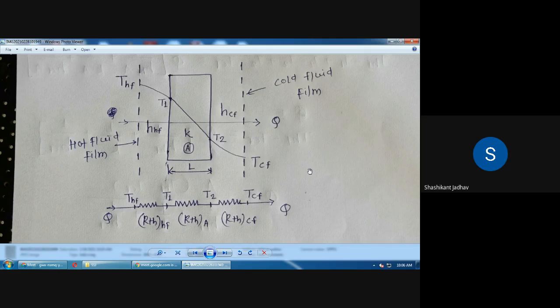Okay. Understood the meaning of each term: THF is the temperature of the hot fluid. T1 is the temperature at the left hand face of the metal surface. T2 is the temperature at the right hand surface. K is the thermal conductivity of that metal. HHF is the heat transfer coefficient for the hot fluid. HCF is the heat transfer coefficient for the cold fluid. And Q is the heat transfer through that particular system. So all of you draw this diagram, and after completion, put that message in the chat box so that I will proceed.